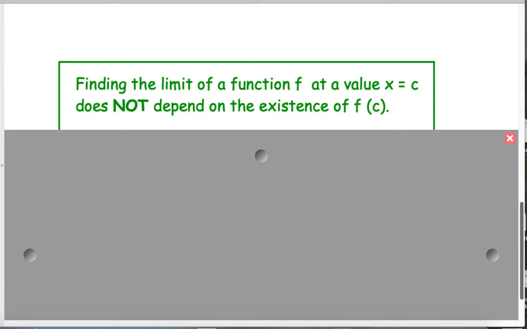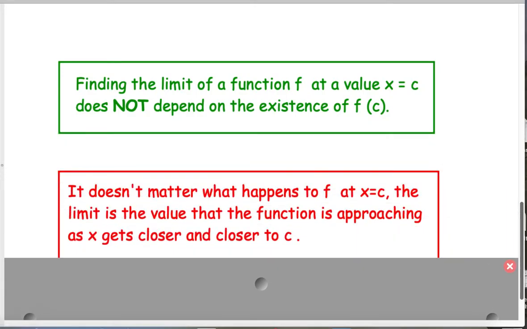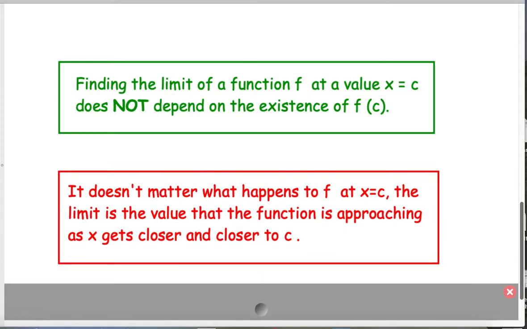We just care what's happening with our graph as we get closer and closer to x equals c. So it doesn't matter what happens to our function f at x equals c. The limit is the value that the function is approaching. And I can't stress that enough. And it requires a little bit of different thinking. But the value that the function is approaching as x gets closer and closer to c.